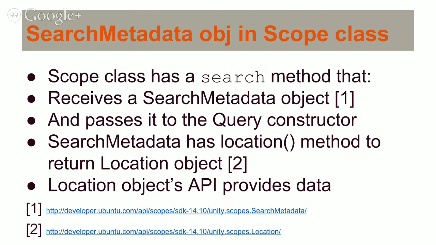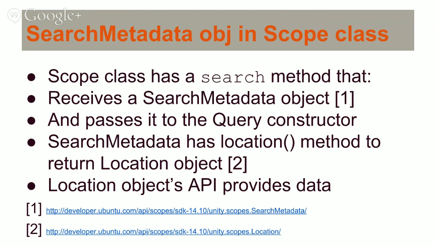So to start with, the scope class itself has a search method. Every scope class has to implement the search method. That search method receives a search metadata object. By the way, I provided the link under 1 there to the developer.ubuntu.com API doc for the search metadata object, which you can look at your leisure. That will show you, obviously, all of the methods etc. that you can use as a developer.